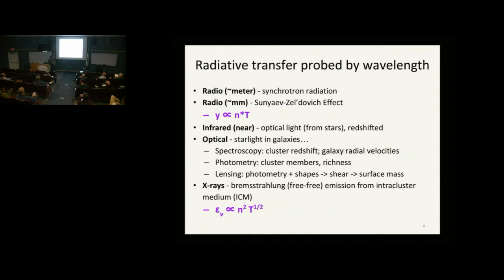Then onto X-rays, you have free-free emission with the intracluster medium, and there it's proportional to density squared times temperature to the 1/2. If you integrate that over a bandpass, your temperature dependency is even less. So effectively, you're really getting information about the electron density that way. So keep in mind, X-rays gets you density, SZ gets you pressure.